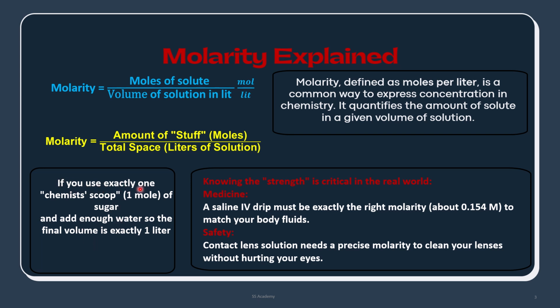If you use exactly one chemist scoop of sugar, that is 1 mole of sugar, and add enough water so that the final volume is exactly 1 liter, then what is the strength of the solution? Use this formula. You have one scoop, that is 1 mole, and you added 1 liter water. So now it becomes 1 mole per liter. The strength of solution is 1 molar solution.